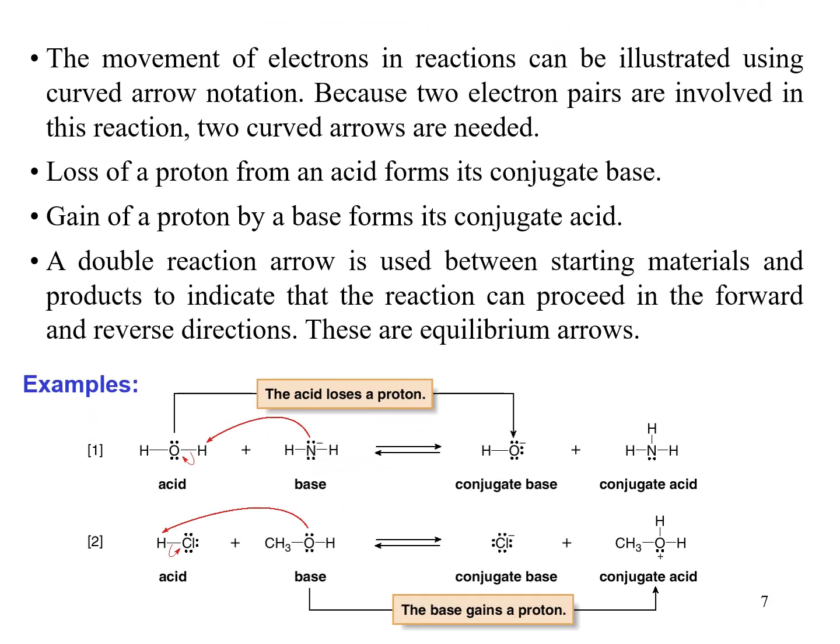Like I said in the previous slide, a loss of proton from acid is going to form a conjugate base, while a gain of proton by a base is going to form a conjugate acid. So it's acid that is going to form a conjugate base, while a base is going to form a conjugate acid by accepting.